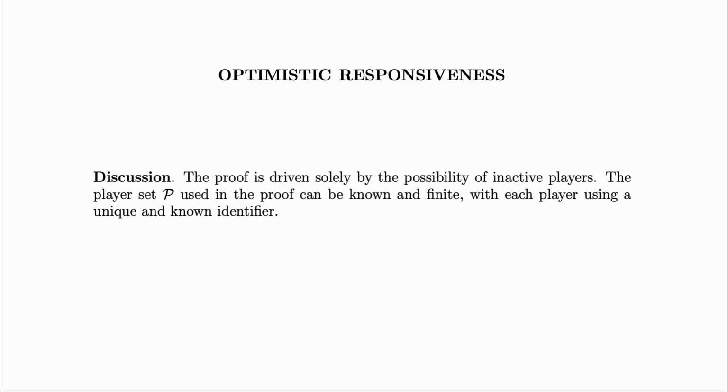As we said before, in introducing the permissionless setting, we introduced these three new difficulties simultaneously. We have an unknown player set of unknown size, players can now be active or inactive at each time slot, and we also have the possibility of sybil attacks. What we said right from the beginning of the series of videos is that whenever we see an impossibility result, it's interesting to consider which of these three new complexities is really driving it. Are all three of them required, or does one of them suffice? It's interesting to observe here that the proof we just went through is driven solely by the possibility of inactive players. The player set P used in the proof can be known and finite, with each player using a unique and known identifier.